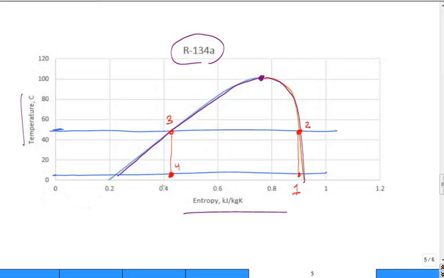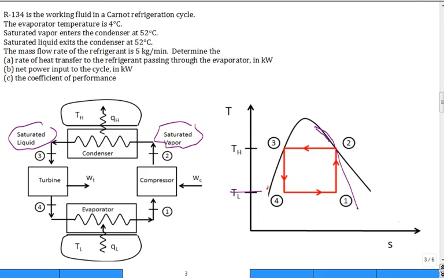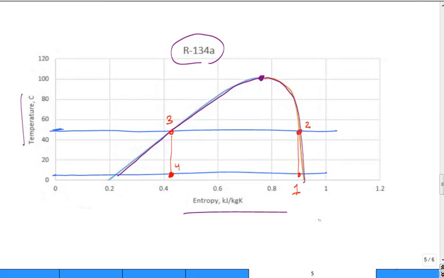So sometimes we get really artistic in our temperature entropy diagrams. We just make them pretty symmetrical. But a lot of fluids are not. They're pretty steep. And this refrigerant right here is fairly steep right in here.